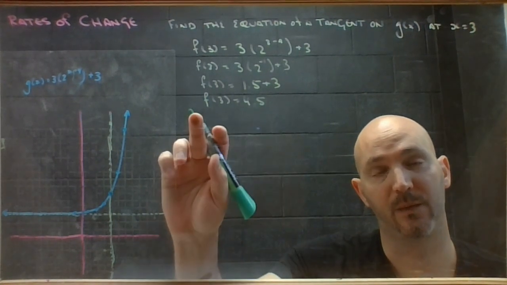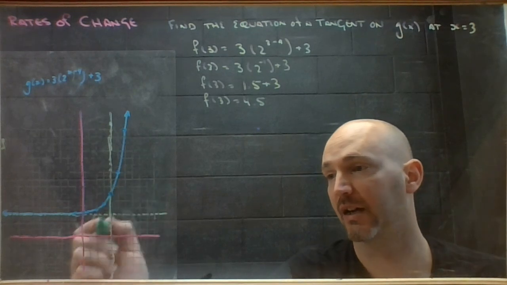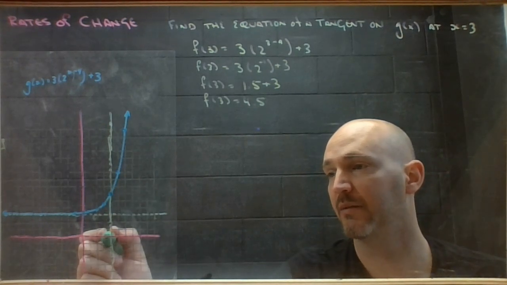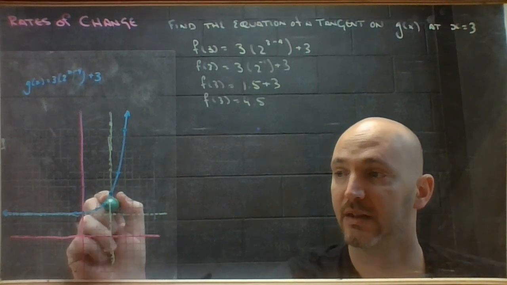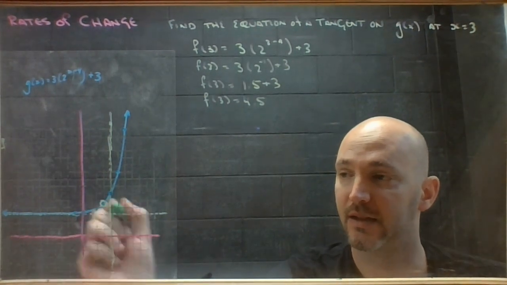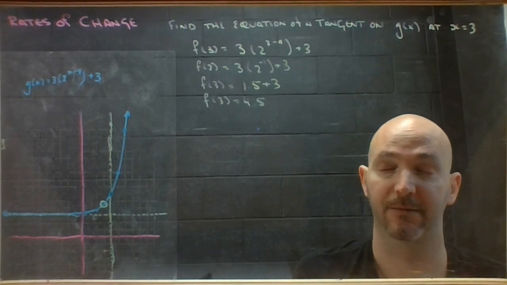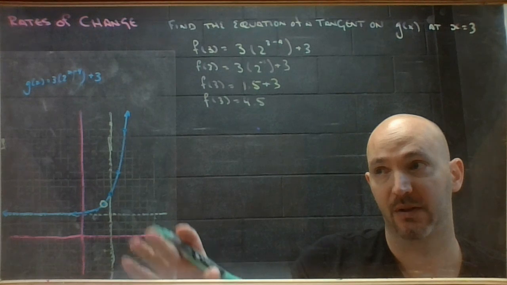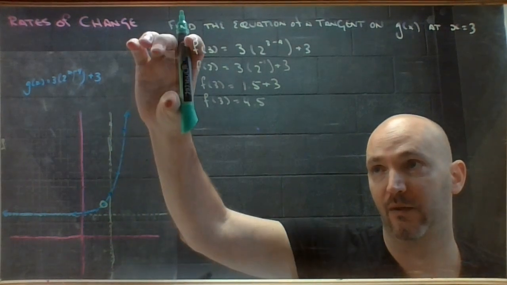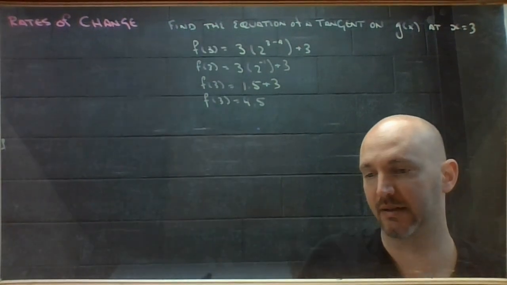Now that I have that, I'm just going to check. 1, 2, 3. My function is at 1, 2, 3, 4.5. Perfect. That is the spot I'm trying to build my tangent. There's a lot of calculating to do, so I'm going to sort of vanish this for a minute because I need the board space.